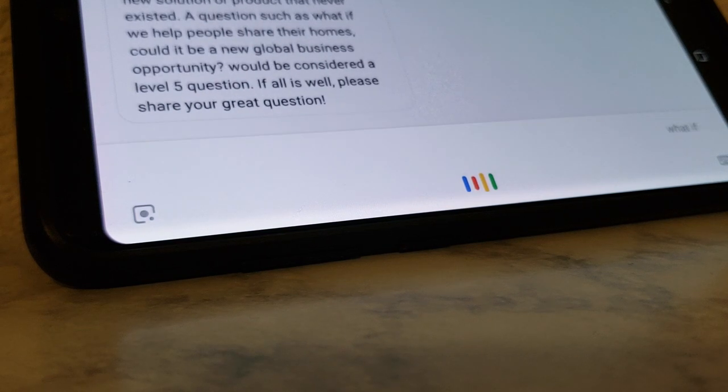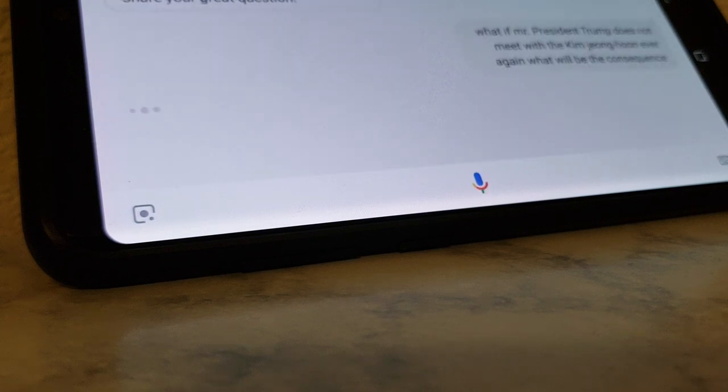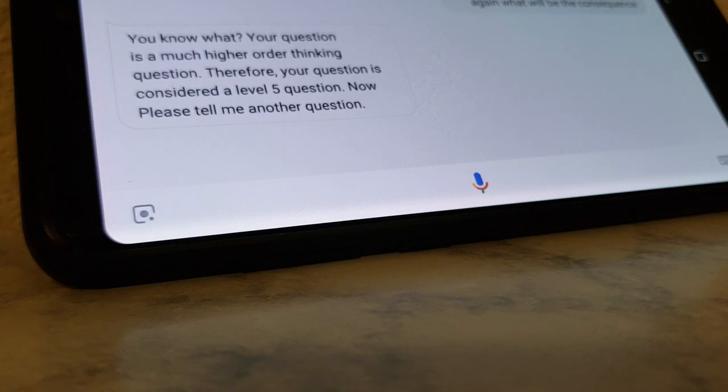What if Mr. President Trump does not meet with Kim Jong-un ever again? What will be the consequence? You know what? Your question is a much higher order thinking question. Therefore, your question is considered a level 5 question. Now please tell me another question.